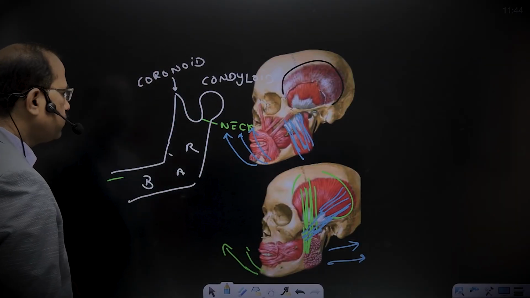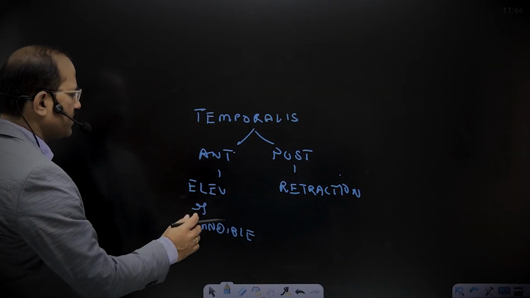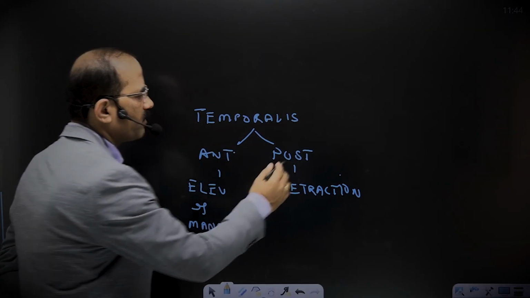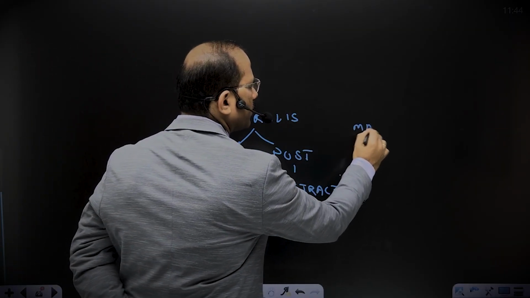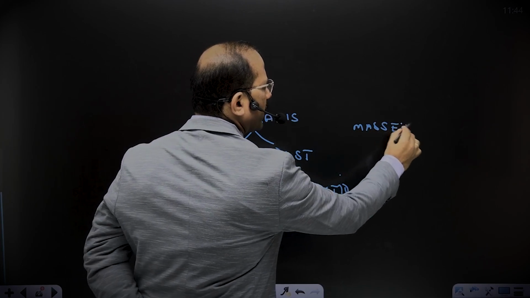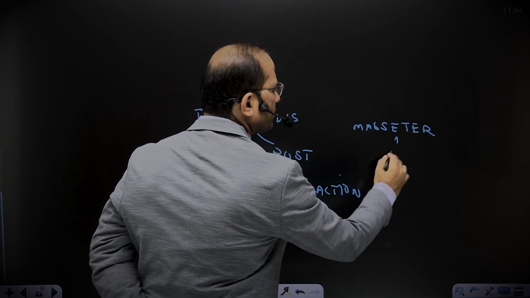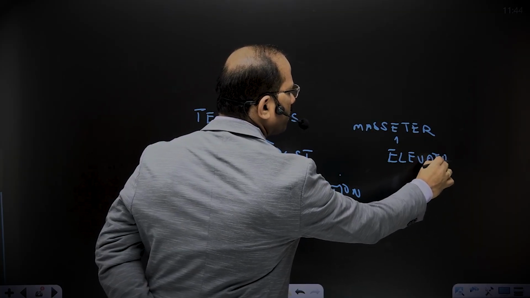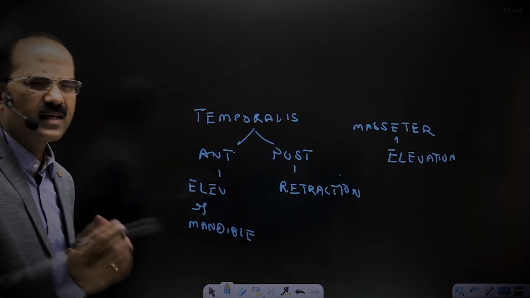Clear? So that's temporalis that we've written. Masseter, I'll write it here. Masseter does what? Elevation. Elevation of mandible. Clear? So masseter does elevation of mandible.